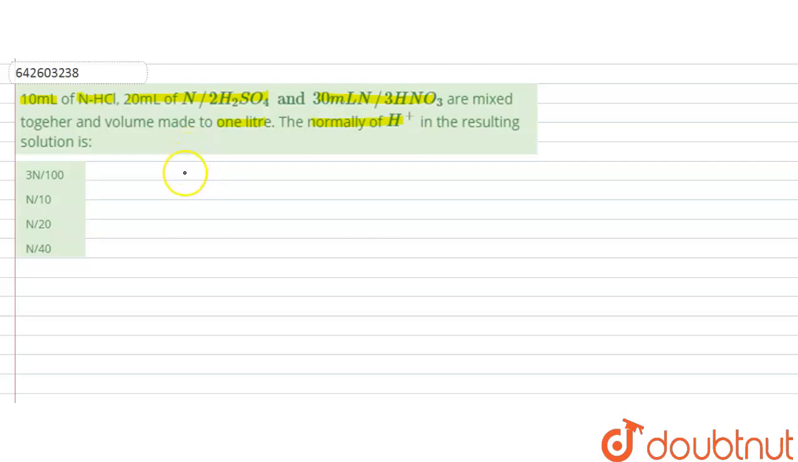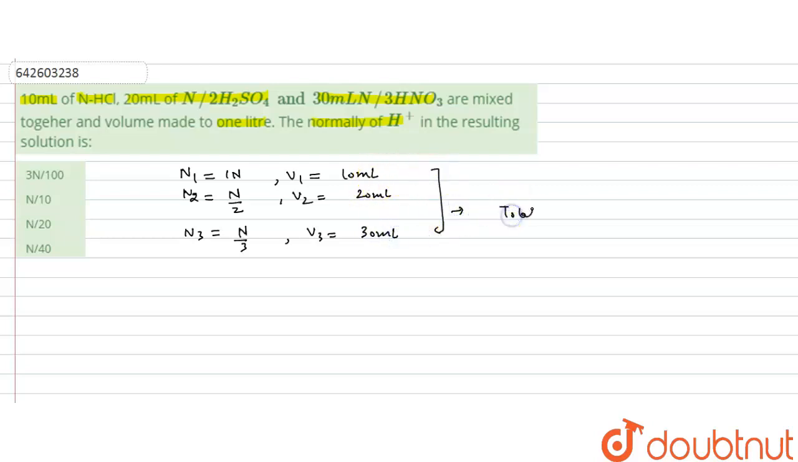So we will first let the concentration of HCl be N1, that is 1 normal, and its volume V1 as 10 ml. The concentration of H2SO4 be N2, that is N by 2, and its volume be V2, that is 20 ml. And the concentration of HNO3 is N by 3, that is N3, and let its volume be V3, that is 30 ml. When they all are mixed, the total volume of the solution is 1 liter, that is 1000 ml.